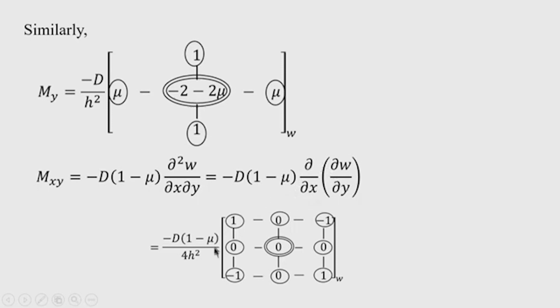So, it can be written in this form, and you are getting here the Mxy as a very interesting expression: minus D (1 minus mu) divided by 4h square, and then the matrix 1, 0, minus 1; 0, 0, 0; minus 1, 0, 1. The central value along the row is 0 and along the column is also 0. Only at the corners you are getting the coefficient plus 1 or minus 1. So, 1, minus 1, and minus 1, and 1. So, this is the value of Mxy.